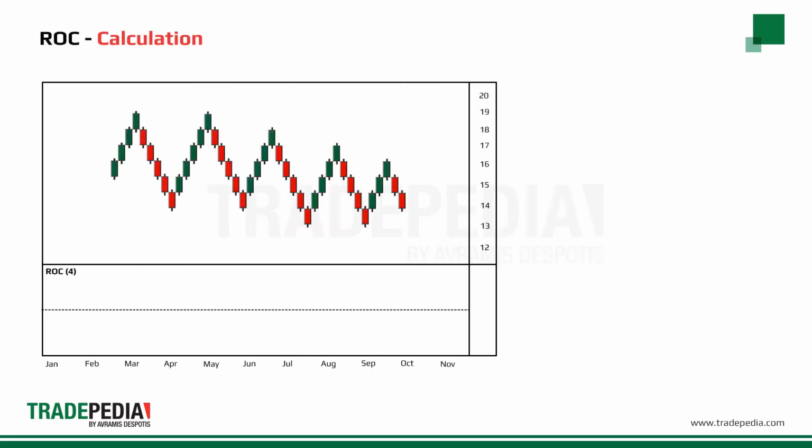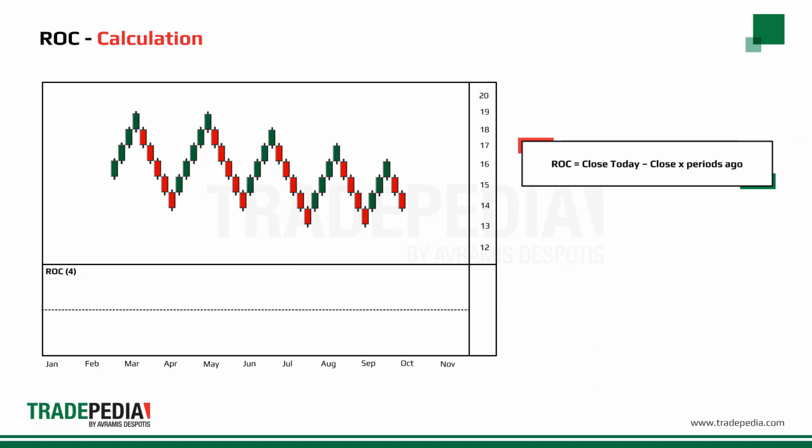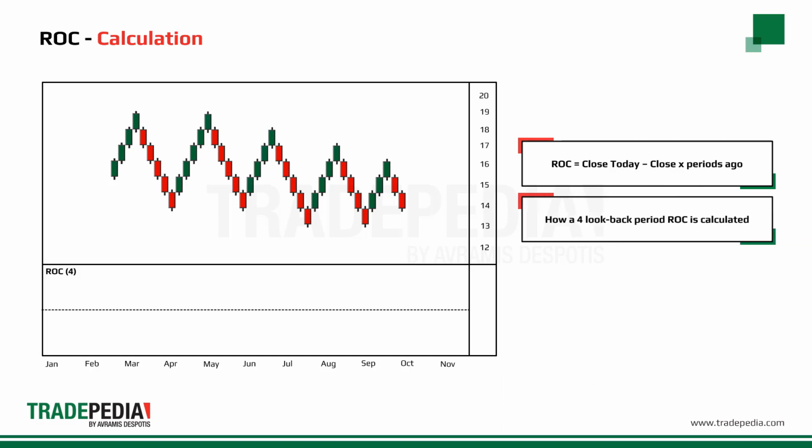The ROC is calculated by comparing the closing price today to the closing price X periods ago. Let's check how a 4 look-back period ROC is calculated. On this day, the close is at 19. 4 periods ago, the close was 16. 19 minus 16 gives us plus 3, which is our first point on the oscillator.